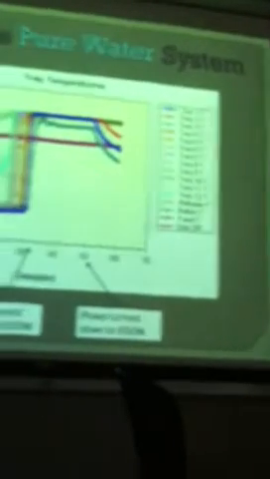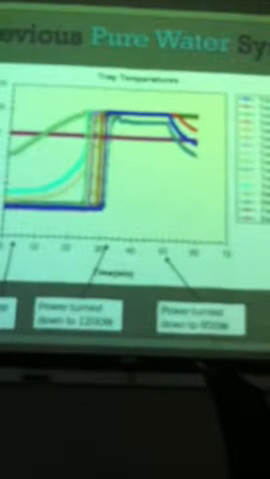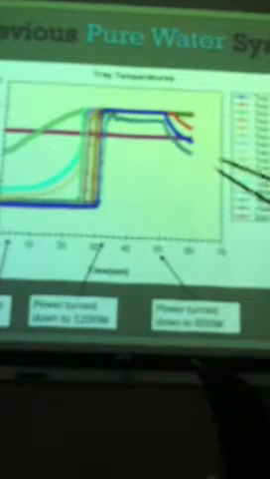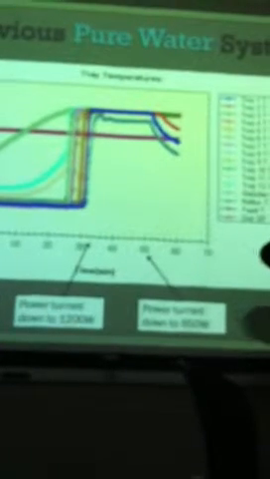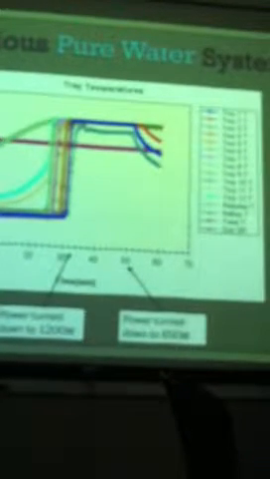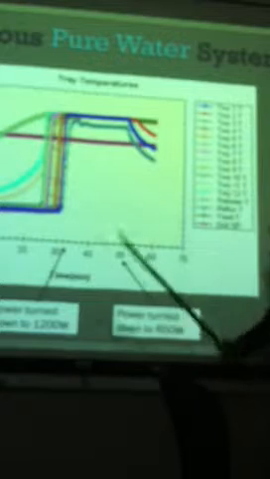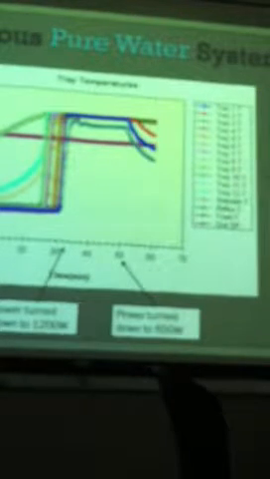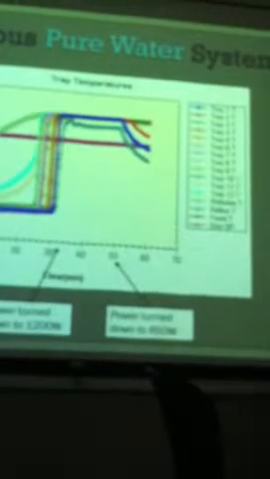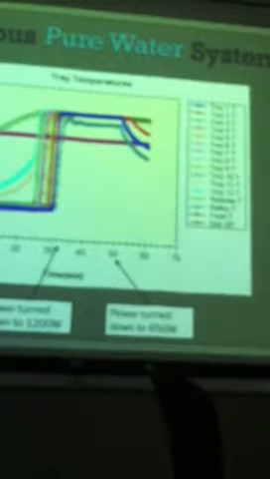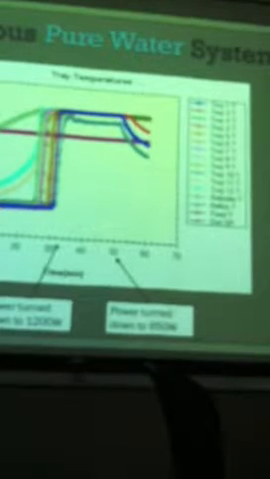From a previous pure water system distillation, you can see that when the power is dropped from 12 to 650, this is just the beginning of it. We didn't have one that brought it all the way out, but each tray drops kind of systematically and instantaneously with the drop in wattage from the reboiler. So if this was to continue out, you would see these all drop with the same slope, and they're all right above each other in unison. You'll see tray 1 drop, then tray 2, then tray 3, from the top to the bottom of the column.